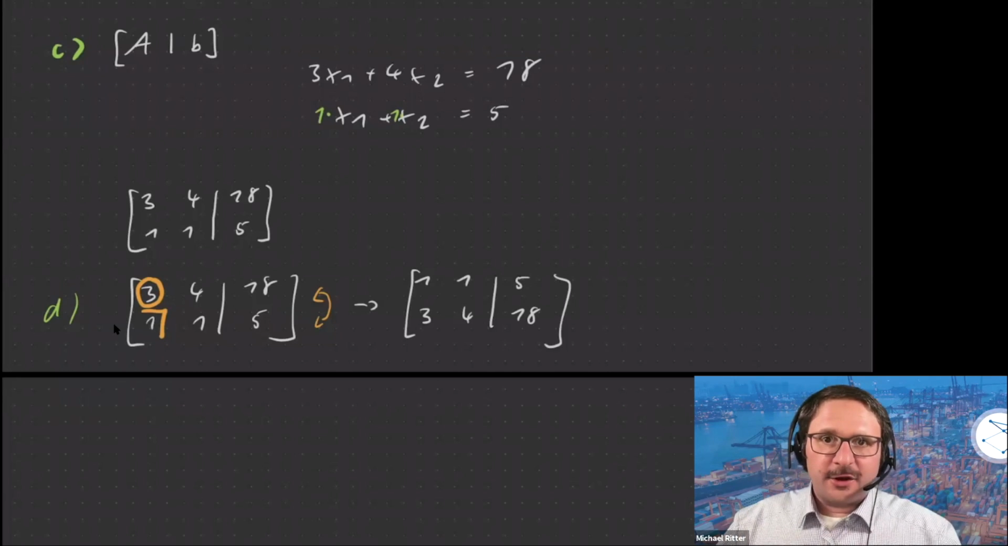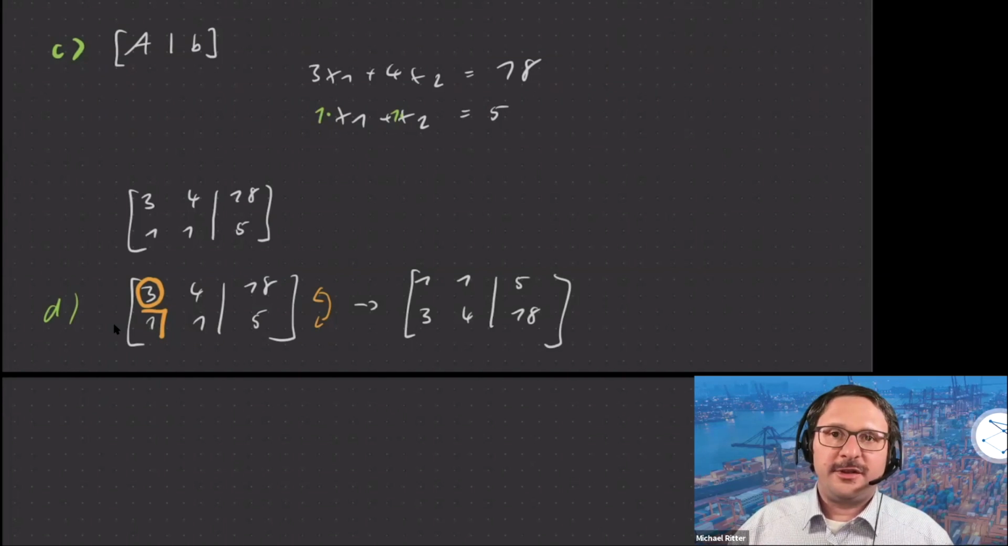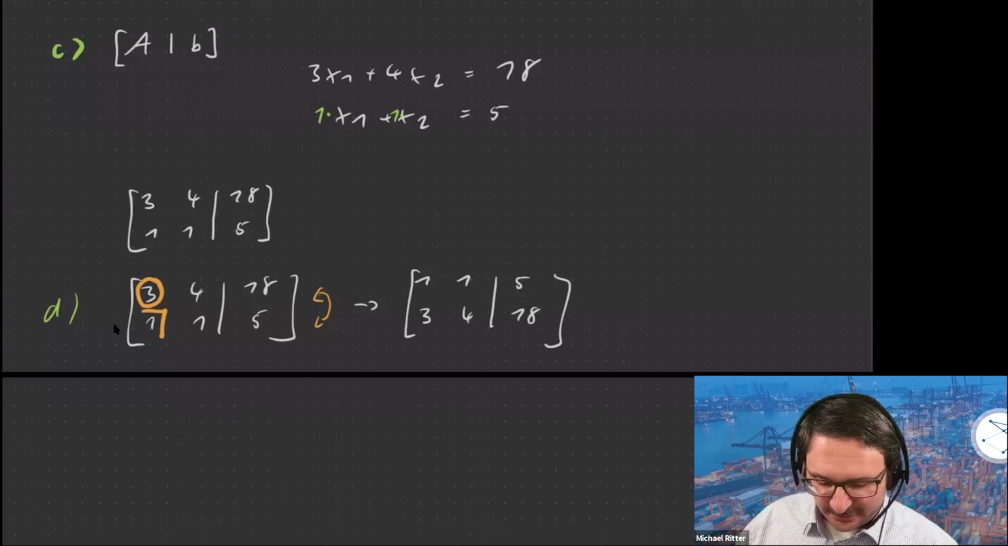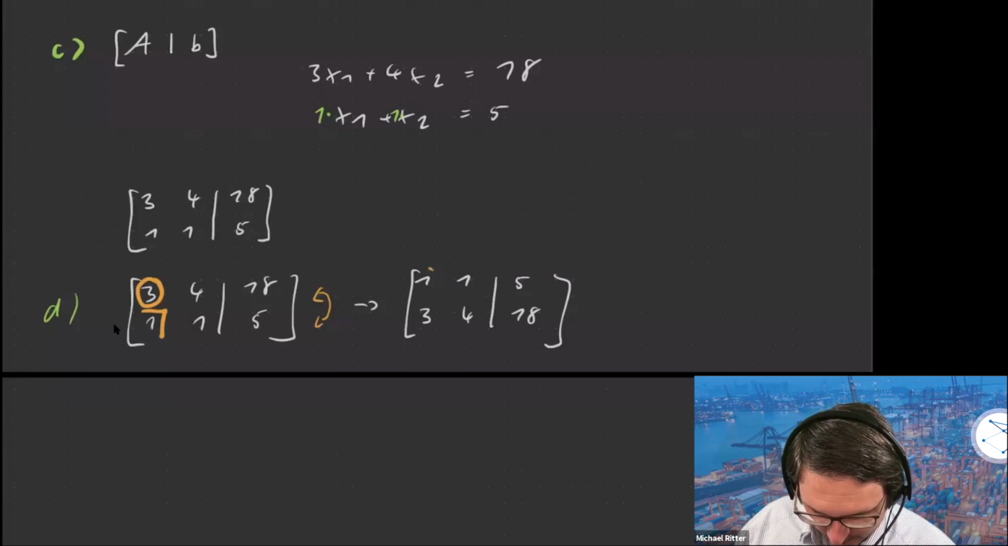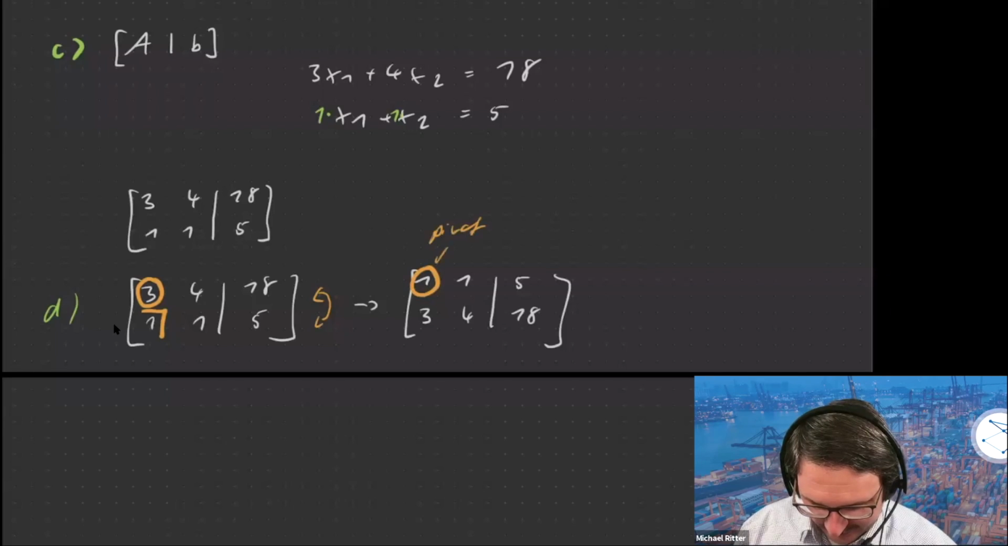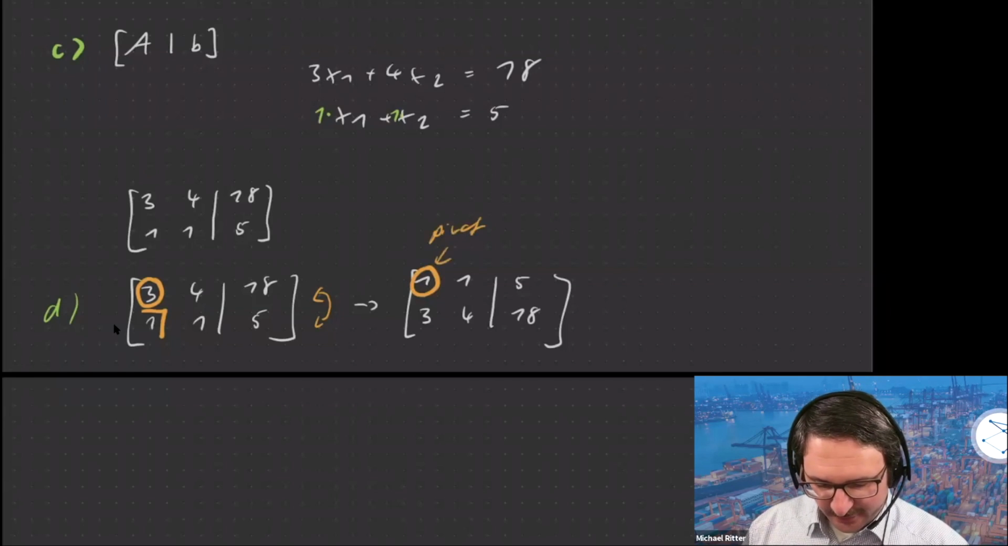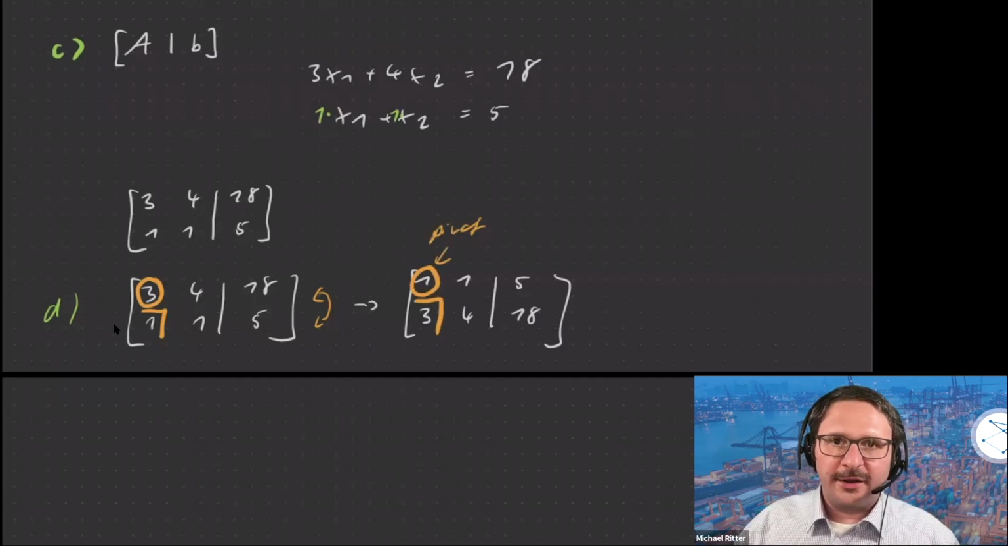And then again, I'm going to look for a pivot element. So I'm going to choose in the first row the leftmost non-zero element. That's this one here. So that's my first pivot element. I'm going to use that to produce zeros below that by doing elementary row operations.